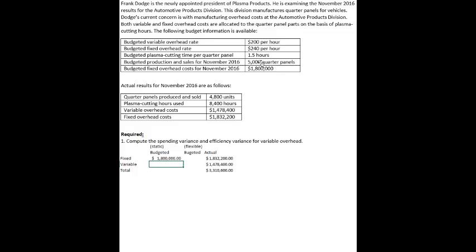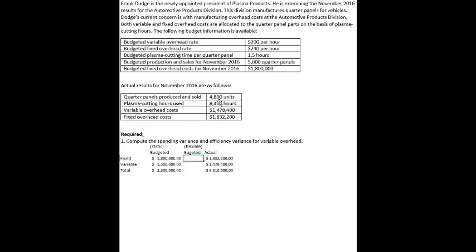We can do that though because we know that variable overhead is going to be allocated based on plasma cutting hours, as they tell that to us here, and it takes 1.5 hours for every quarter panel that we complete. So we really budgeted, when we did the static budget, for 5,000 quarter panels times 1.5 plasma cutting hours times a $200 variable overhead rate. So we budgeted for $1.5 million. That's the static amount.